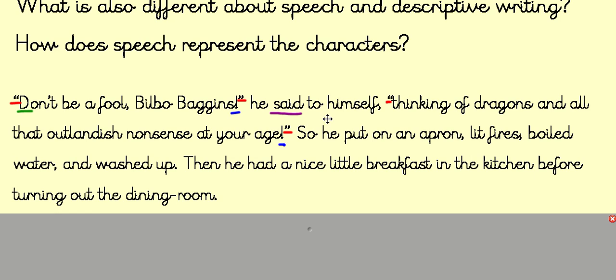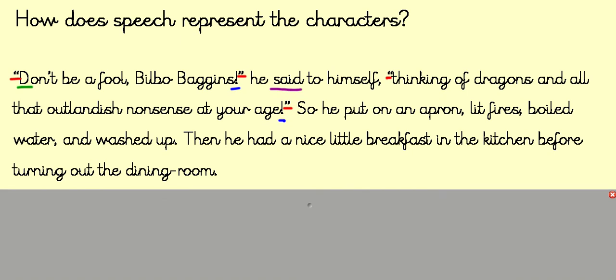Sometimes when we write speech, we write way too much. "No," said Bilbo. "Yes," said Gandalf. "No," said Bilbo. "Okay," said Gandalf. And that sort of thing is quite boring. But where speech really helps our writing is it helps advance the story by telling us the character's feelings, by telling us how they would feel in certain situations, and by sharing and moving the story forwards. That's when we need to think about using speech.